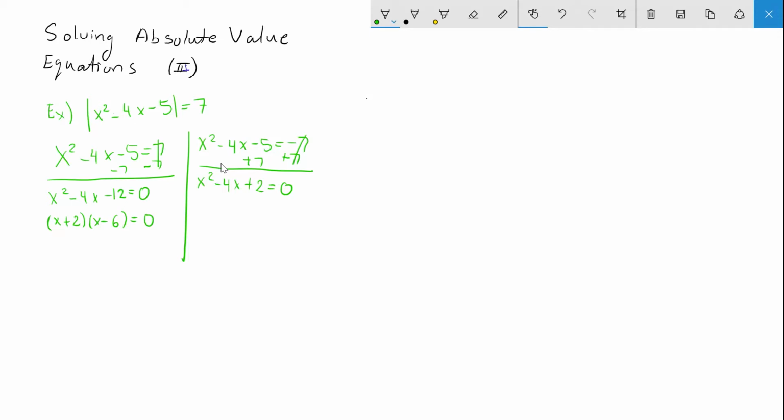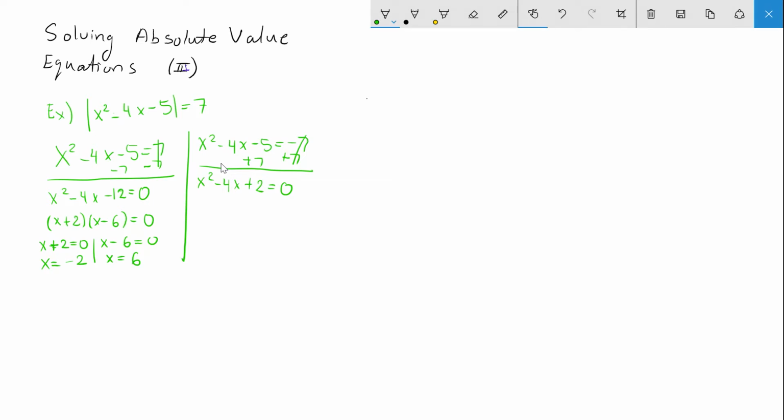Therefore, when you set both terms equal to 0, x plus 2 is equal to 0, and x minus 6 is equal to 0. We get x equals negative 2 here, and we get x equals positive 6 here. Alright, so that's our answers. These are our answers for the left-hand side. Let's solve the right-hand side.